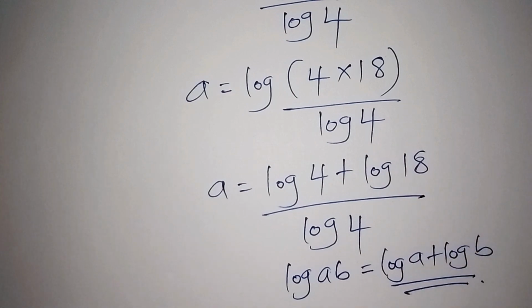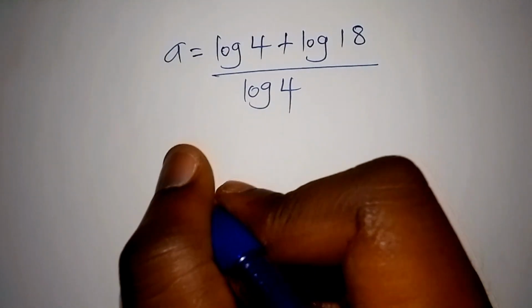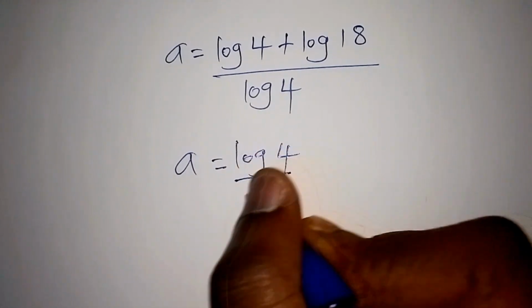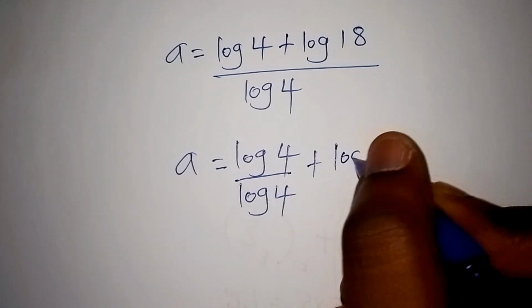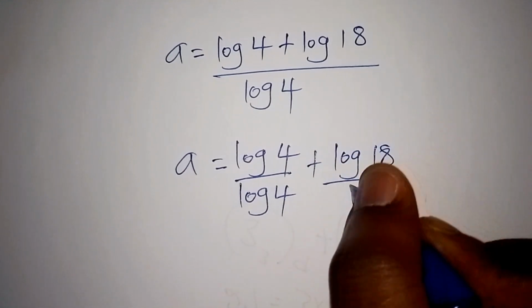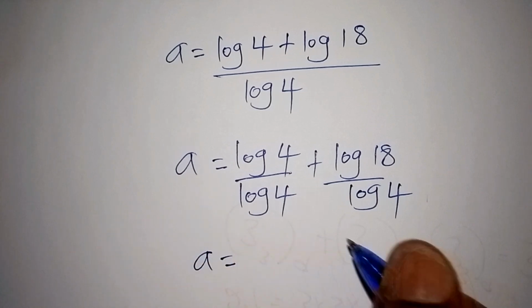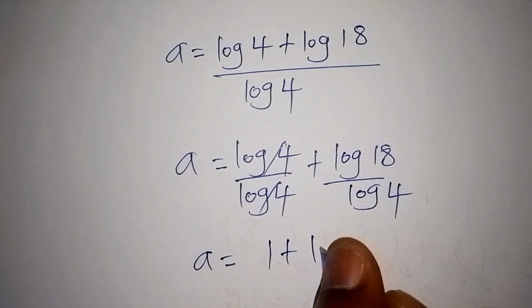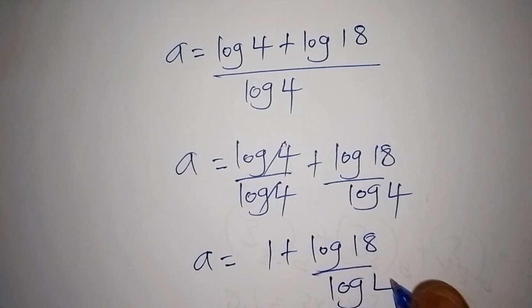Now we shall split and say that a is equal to the log of 4 all over the log of 4, plus the log of 18 all over again the log of 4. So a is equal to, the log of 4 and the log of 4 shall cancel. Now we shall have 1 plus the log of 18 all over the log of 4.